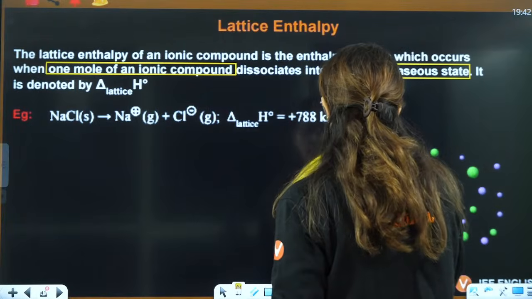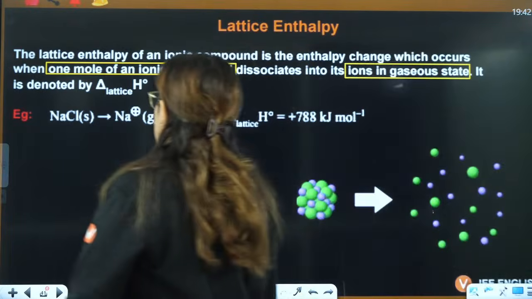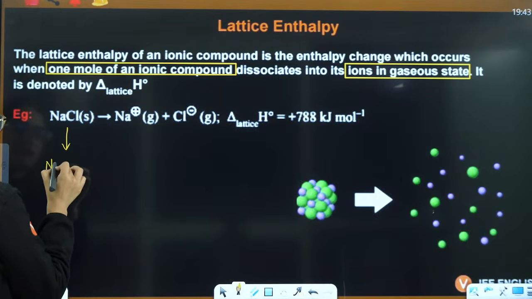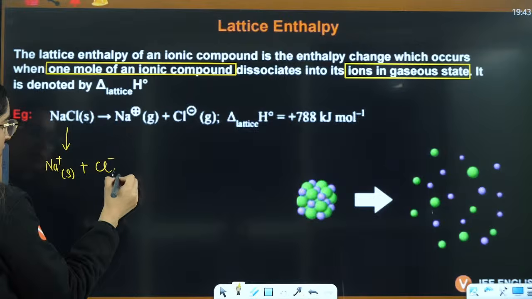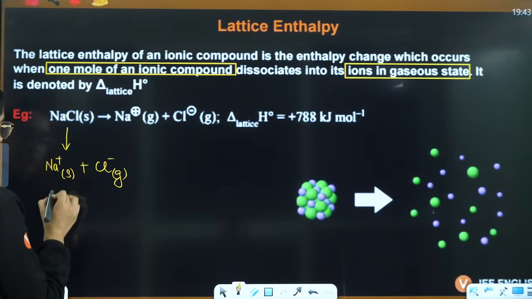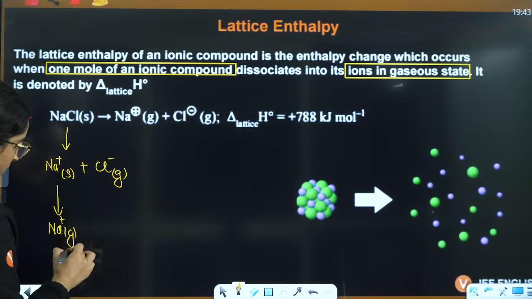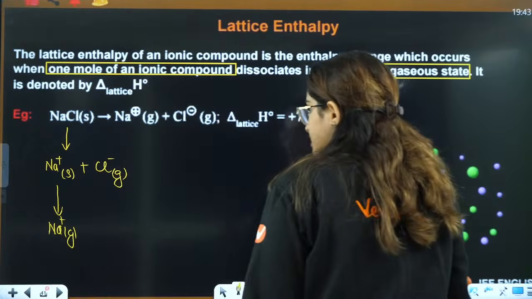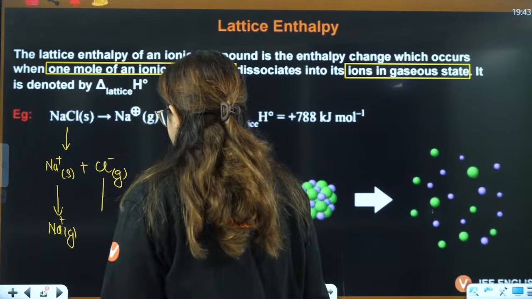So I'll just explain that here. This thing will firstly be ionized. So you will have ionization enthalpy, Na solid, but this is Cl negative in the gaseous state. Here Na will firstly be converted to Na positive in the gaseous state. Then it is converted to Na positive gaseous state, and this is already Cl negative in the gaseous state, right?